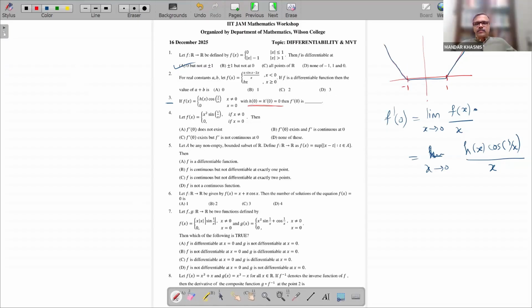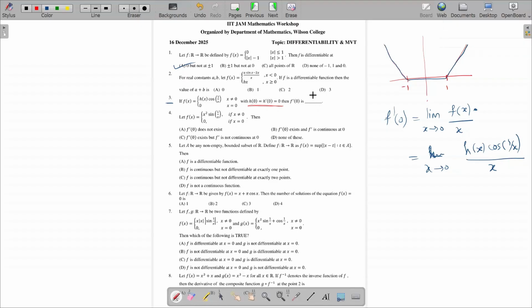I got the point. What I think Sunil was saying is that if f dash zero is going to be a particular number, then it is independent of what choice we take for h. Is that what you mean, Sunil?